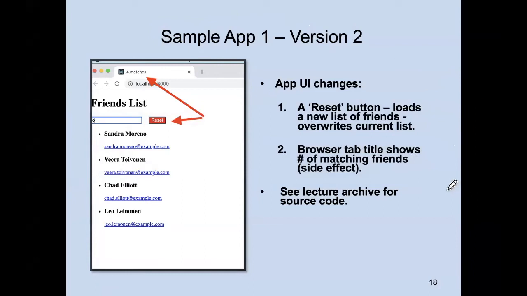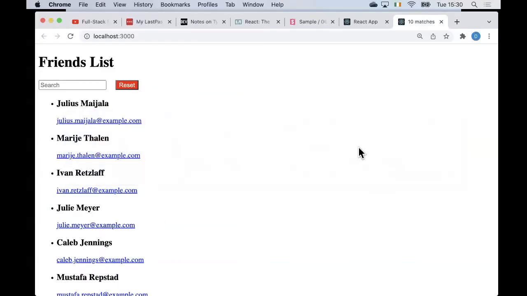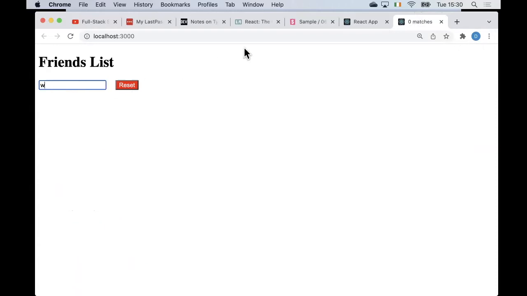Oh yeah, and the second thing is I want to write into the browser's tab the number of friends that are currently being displayed. And you might have just noticed that if I go back to the browser again, if you watch it over here in the top right, you can see that it's actually showing how many friends are being displayed. And if I type something into the text box, then it's changing that value over there.